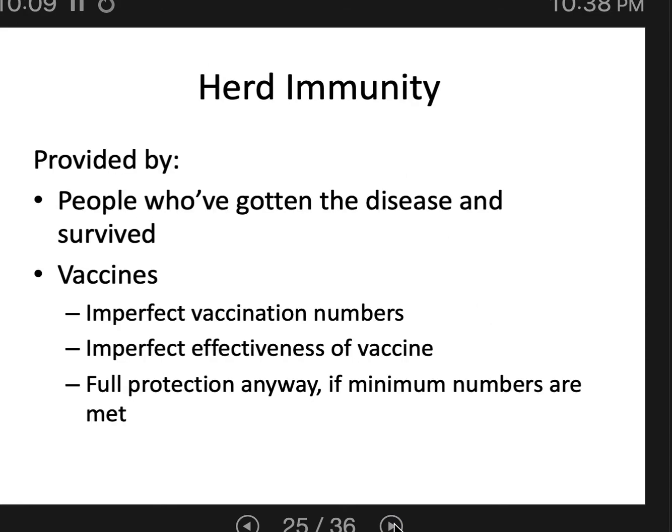So let's talk a little bit about herd immunity. Herd immunity is provided by people who've gotten the disease and survived, or people who've become immune through vaccination. So the rate at which a disease or an epidemic spreads and the number of people involved are determined in part by the immunity of the population. This is known as herd immunity.